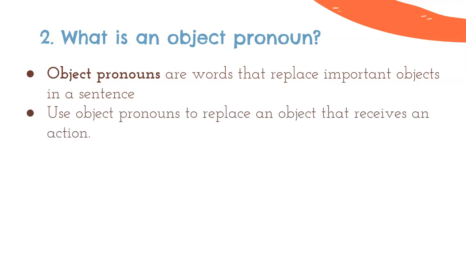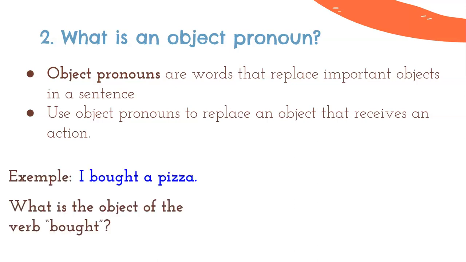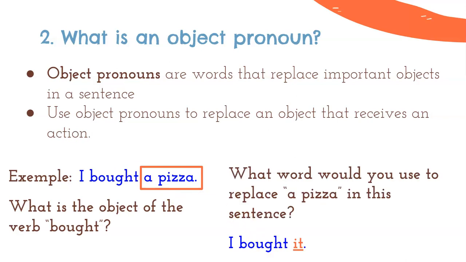Right? Object pronouns specifically will replace an object that receives an action. So the thing that action is being done to. For example, if we're saying, I bought a pizza, pizza is the object of the verb bought. I is the subject, because I am the one doing the action. I'm the one buying. The pizza is the thing being bought, so it is the object. Voila. And you already pretty instinctively know what you're going to do with that. It becomes I bought it, right?